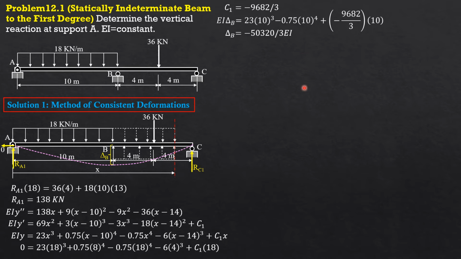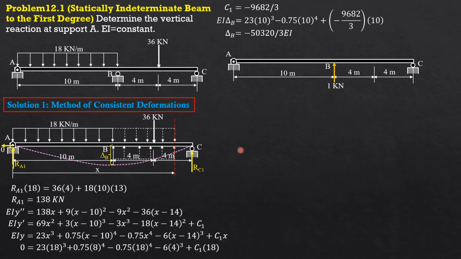Then for the second part, we apply a unit upward load of 1 kilonewton. Solving for the reaction here, the reaction which is downward times 18 equals 1 times 8. So 8 over 18 is 4 over 9, and the corresponding deflection is FBB. We call this the flexibility coefficient. This is 4 over 9, so this must be 5 over 9.